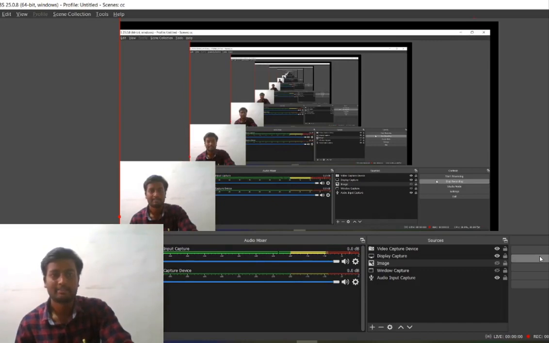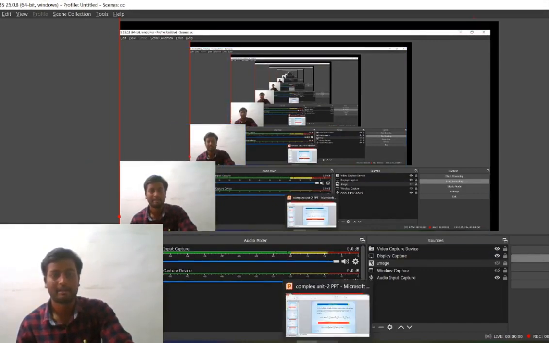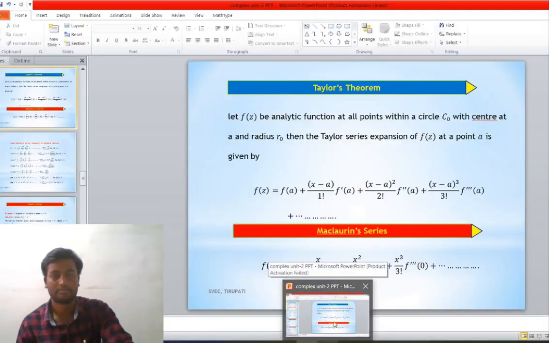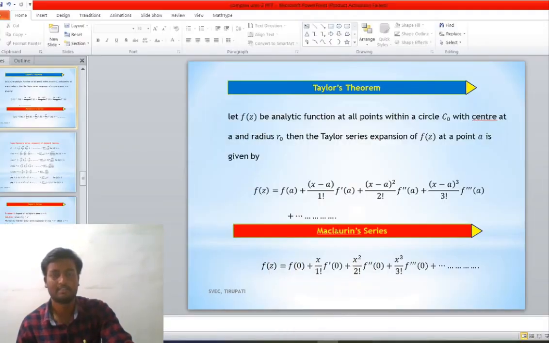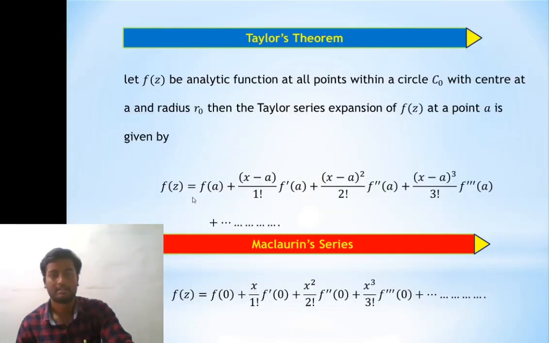The Taylor series expansion exists if f of z is analytic at all points. So we know that the Taylor series expansion of f of z is f of z equal to f of a plus (z minus a) by 1 factorial f dash of a plus (z minus a) whole square by 2 factorial f double dash of a plus and so on. So this is your Taylor series expansion of f of z when it is analytic at all points.